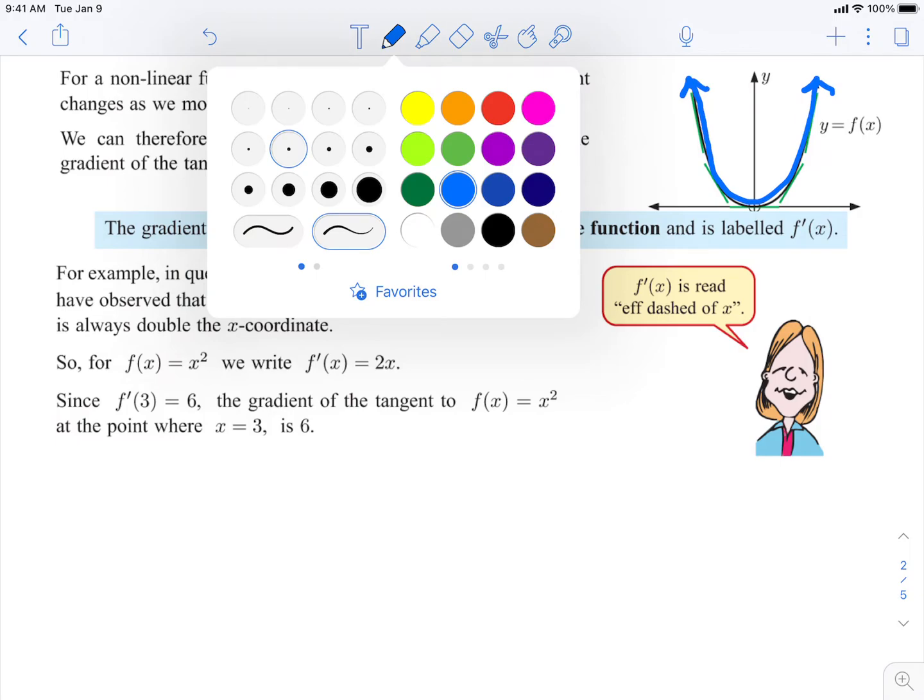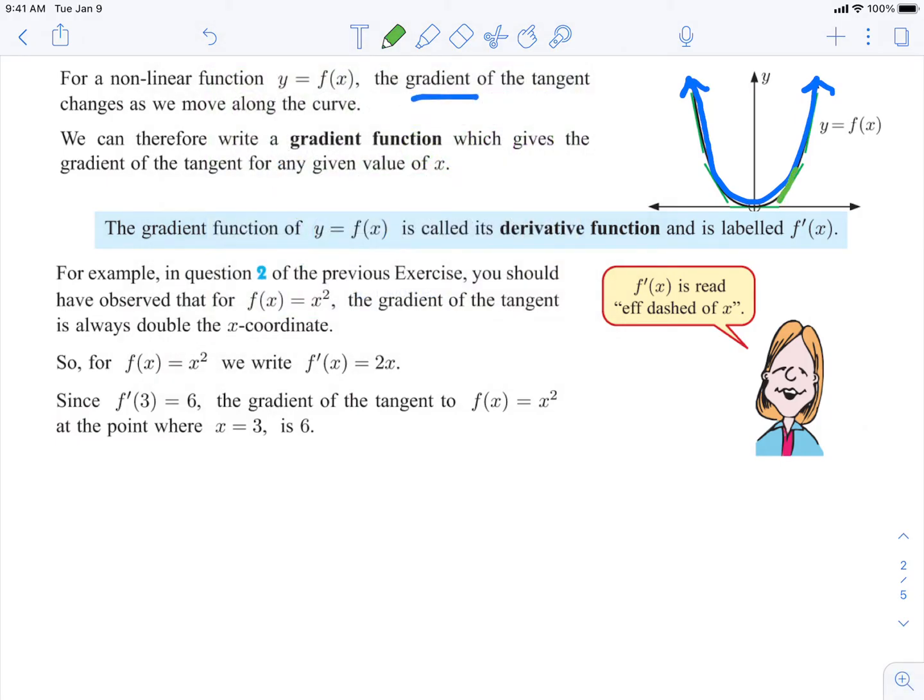And then notice that these tangent lines along here have different slopes or gradients. The gradient function is called the derivative function. And how it is labeled, we say is f dashed of x. So that's how you say that notation, f dashed of x.